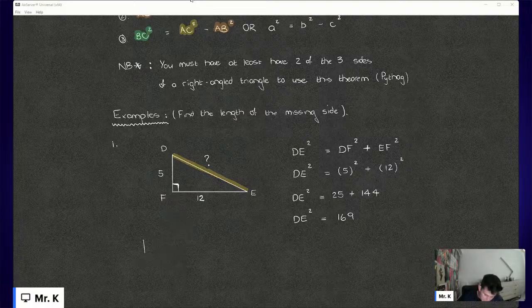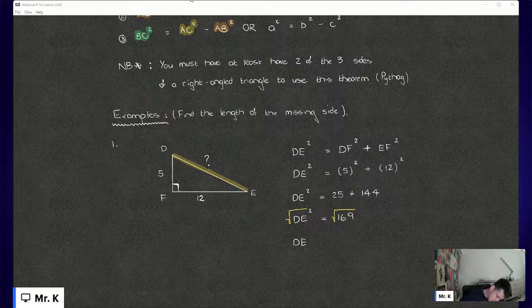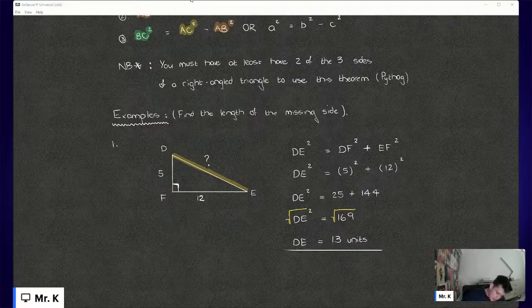So what does that tell us we need to do? We've got to square root both sides of this equation. DE squared on the left just becomes DE, and the square root of 169 is 13 units. And so there we go. That's how we solve the most basic version of Pythagoras style questions.